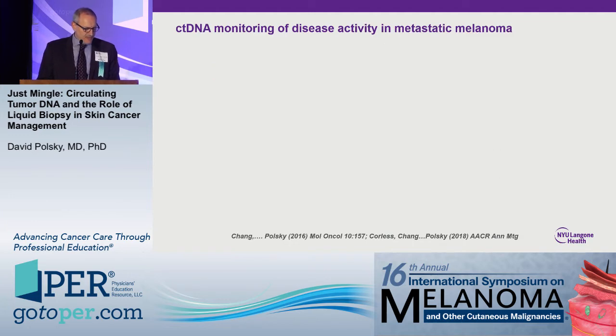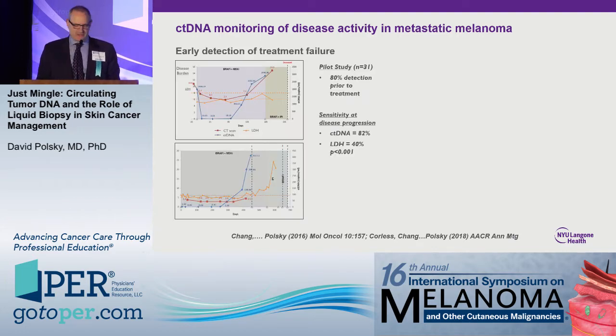Now, just some examples from our lab in terms of monitoring disease activity, but there are other studies being done in other centers around the world. This was a pilot study of 31 patients, unresectable disease, who were getting various treatments. And what we found was that in just looking at BRAF and NRAS at the time, the TERT assays weren't developed at that point, we had an 80% detection rate in terms of finding the mutation in the blood. And then at disease progression, ctDNA was elevated in 82% of patients, whereas LDH was only elevated in 40% of patients, showing it had a higher sensitivity to detect disease progression.